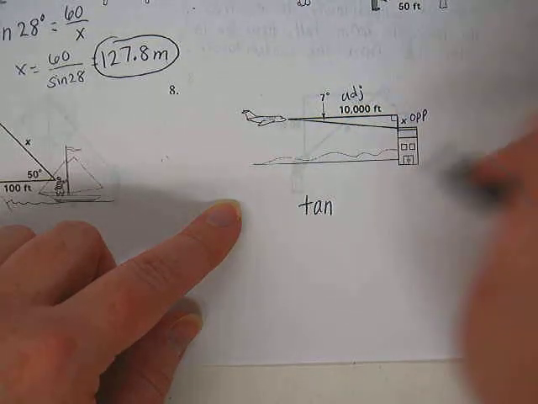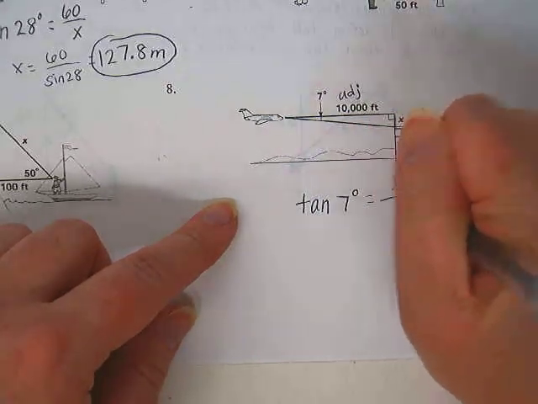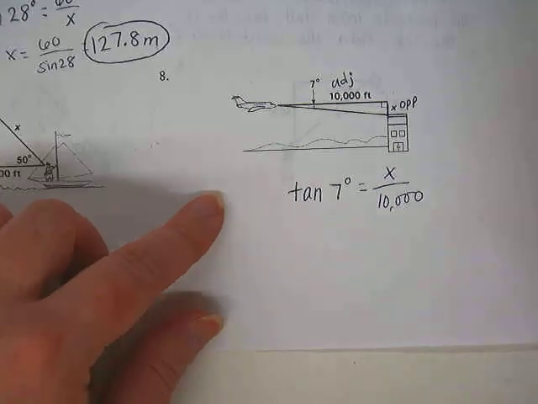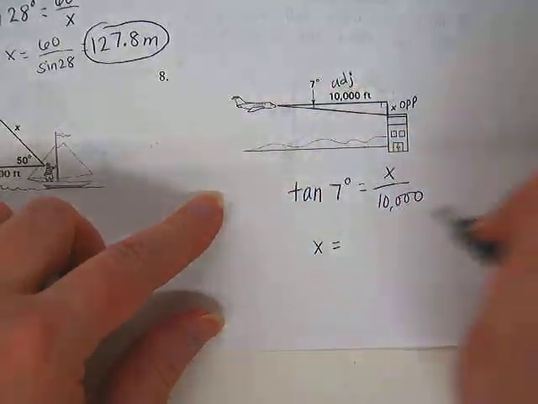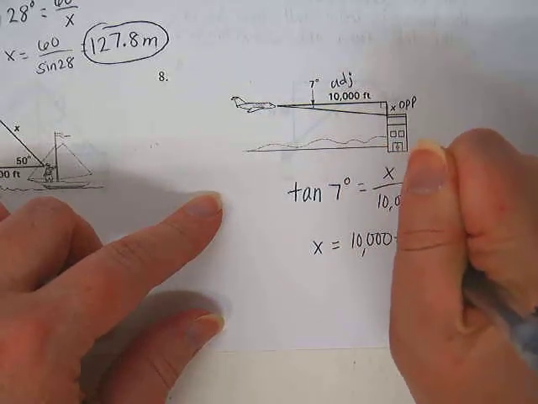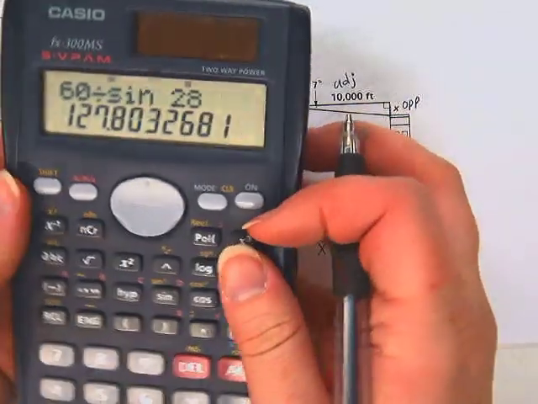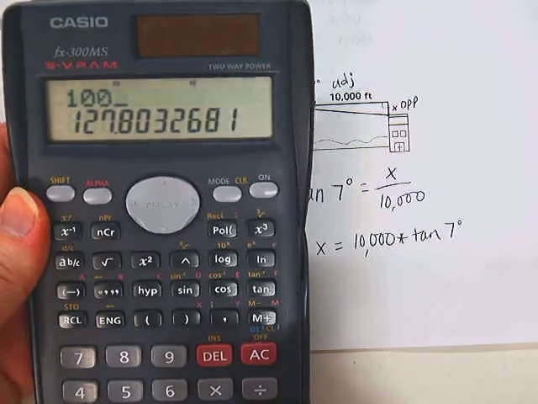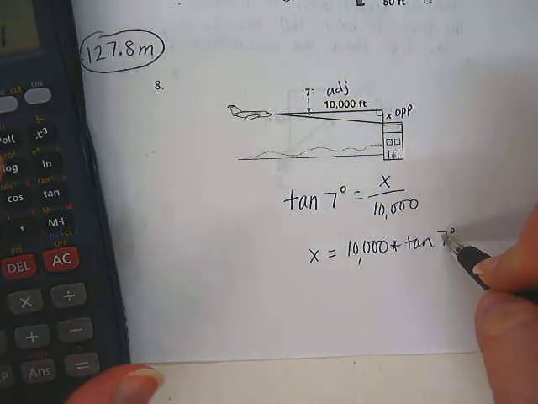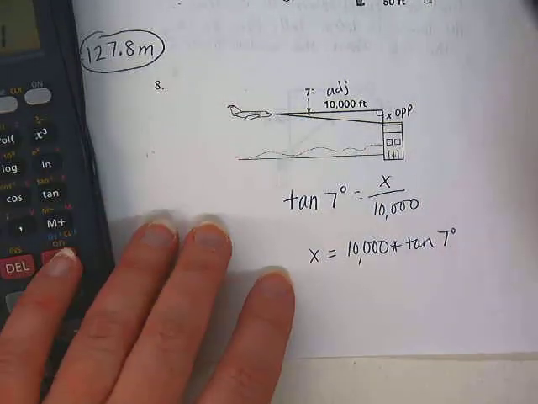Okay, which one uses opposite and adjacent? Tangent. So we write down tangent, what? Tangent 7 equals x over 10,000. When the x is on the top of the problem, what do we do? Multiply. So all we have to do is go 10,000 times the tangent of 7. Now, is it 10,000 times 7 or 10,000 times the tangent of 7? Tangent of 7. Those are two different things.